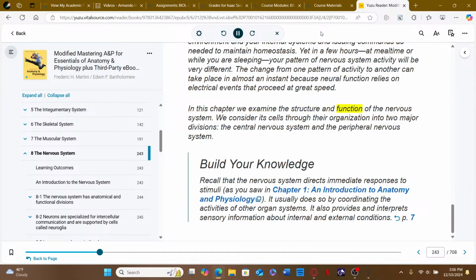In this chapter we examine the structure and function of the nervous system. We consider its cells through their organization into 2 major divisions, the central nervous system and the peripheral nervous system. Build your knowledge. Recall that the nervous system directs immediate responses to stimuli, as you saw in Chapter 1, an introduction to anatomy and physiology. It usually does so by coordinating the activities of other organ systems. It also provides and interprets sensory information about internal and external conditions.